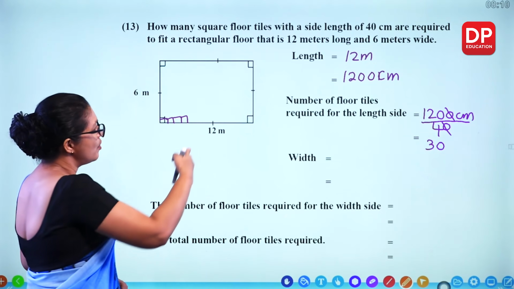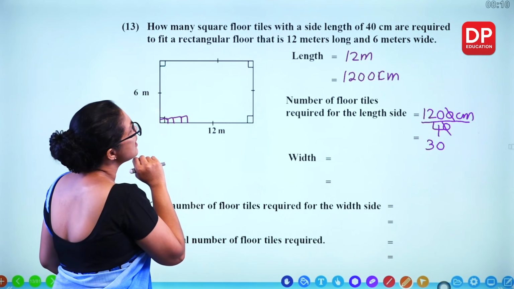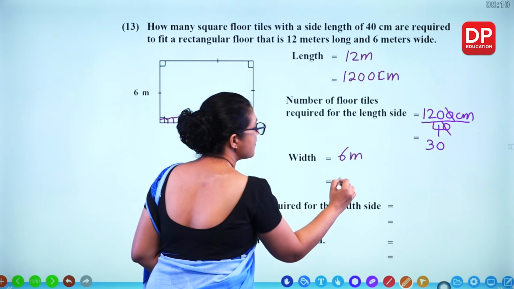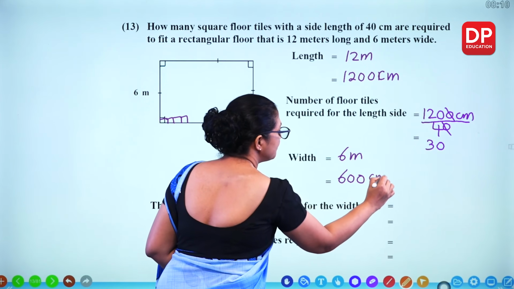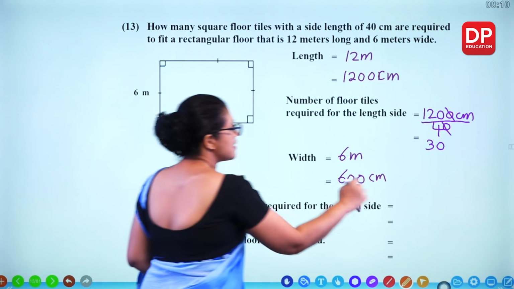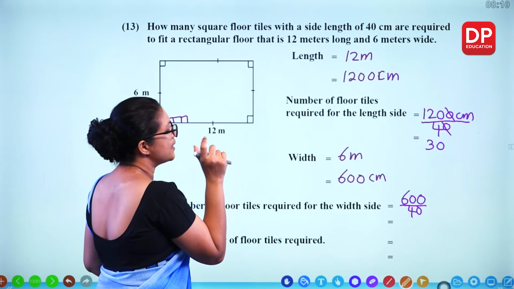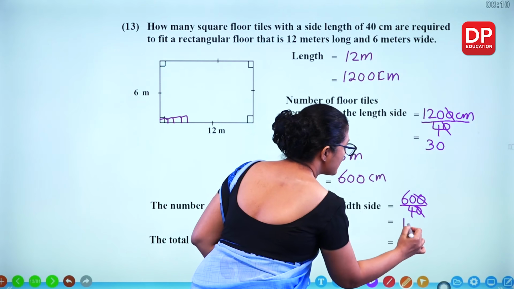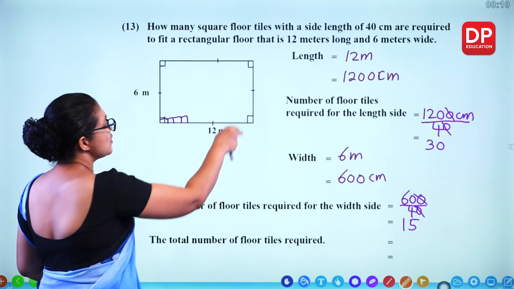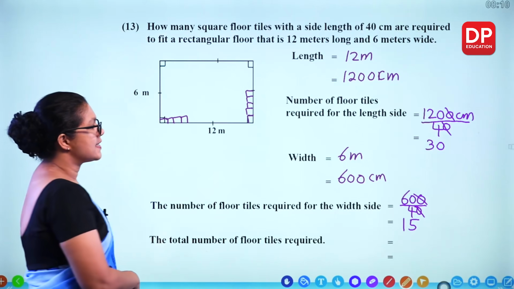What about width now? Now you need to fit this way. The width is 6 meters. Convert to centimeters. This is 600. Multiply by 100. Now how many tiles along the width do you need? 600 divided by 40. 40 is the length of one tile. You get 60 divided by 4 is 15 tiles we need this way.